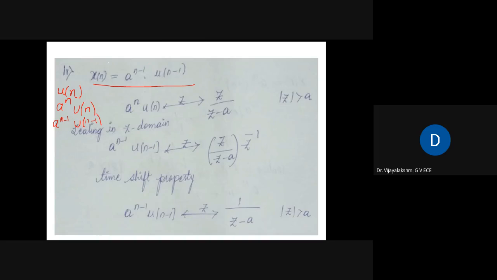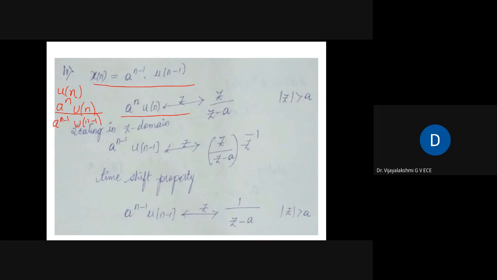First, I start with u of n, which is 1 by 1 minus z inverse. Why didn't I write it here? Because from the previous problem you already know the Z transform of a power n into u of n using scaling in the Z domain. So directly I have written here a power n into u of n, Z transform is z by z minus a. Now to get the Z transform of the given signal, I have to shift n.